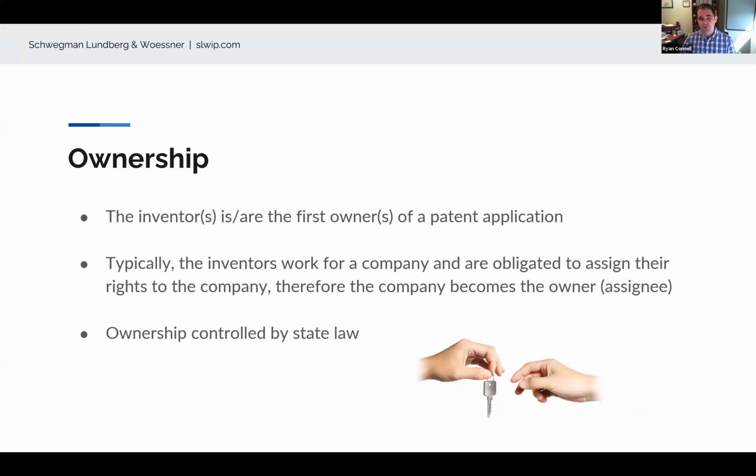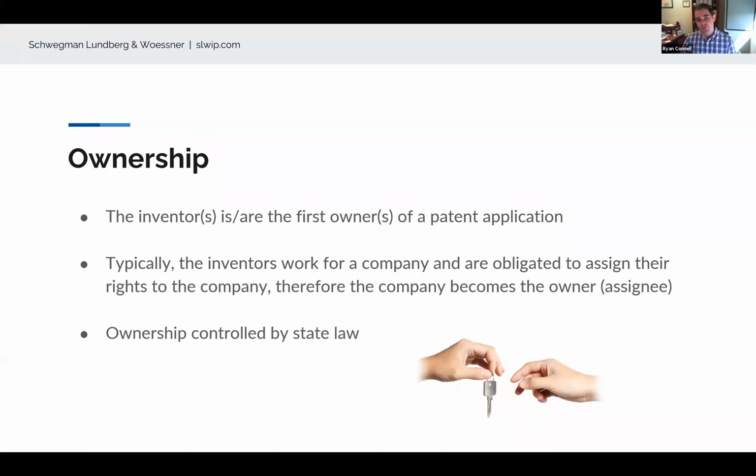In most scenarios, if you're an inventor and you work for a company, or if you're a faculty member or graduate student at a university, somewhere in your employment agreement there's a note that you're obligated to assign rights in any of your patents to the company, so that they're entitled to become the owner of the patent.